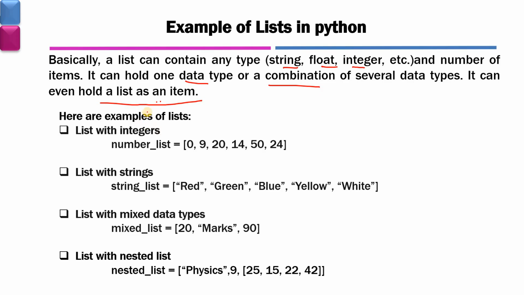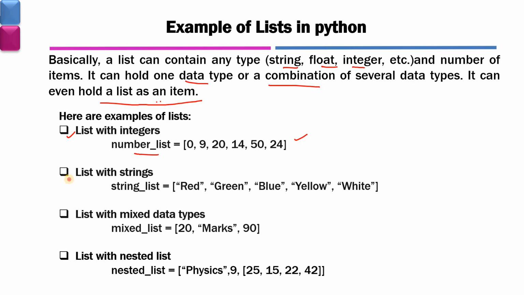So what is list with integers? Number list equal to is the name of the list. Again, I have given this name. You can give any name to the list. 0, 9, 20, 14, 50, 24. So these are actually list elements, and these are numbers or integers. So this is called number list, nothing but a list with integers.